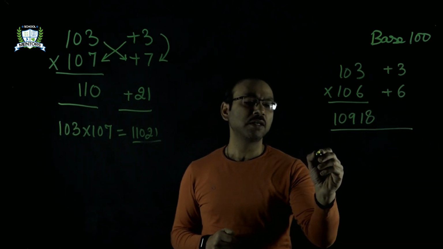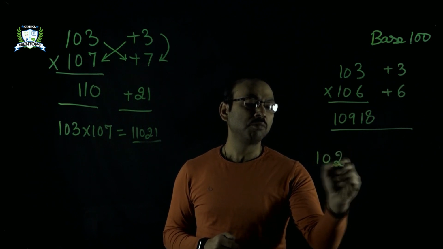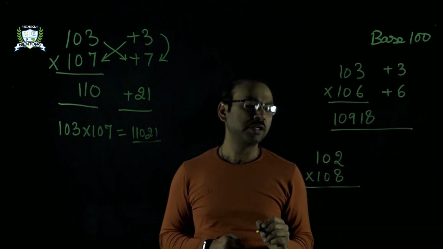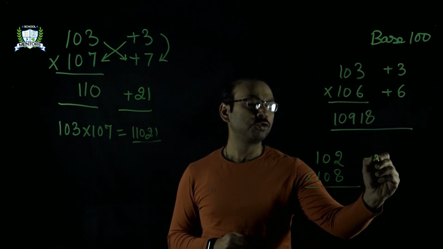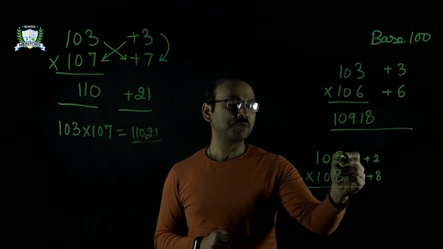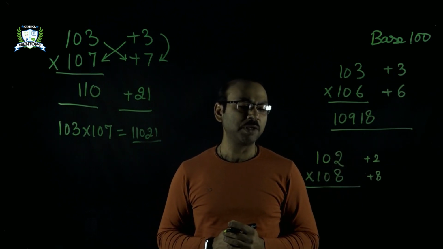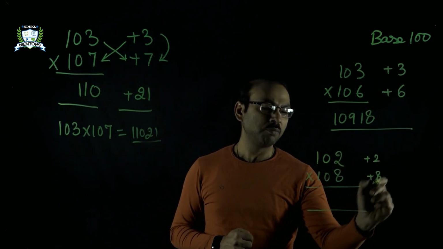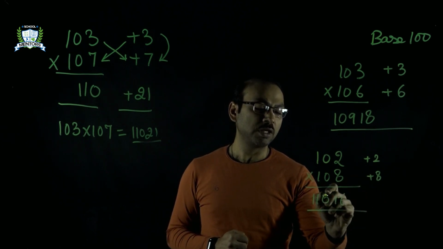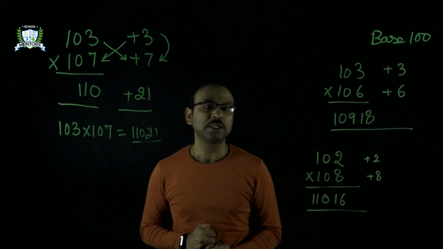So let's try again. Let's say 102 multiplied by 108, and if I have to write it directly, this is 2 more than 100, this is 8 more than 100. Otherwise you can directly add and multiply as well. So 102 plus 108 is 110. 8 2s are 16. So our answer is 11016.